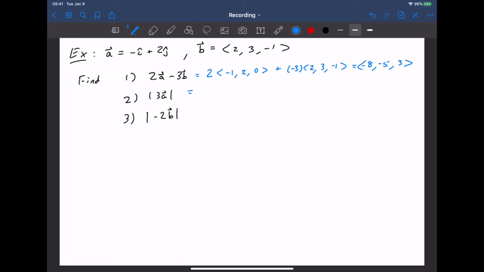The length of 3a would be the length of -3i plus 6j plus 0k. Does it really matter? Nope, not particularly. So it's the same old formula. 9 plus 36, which is root 45.